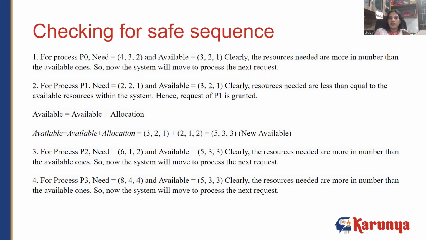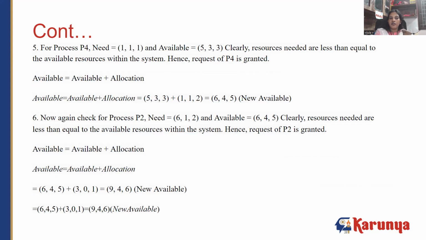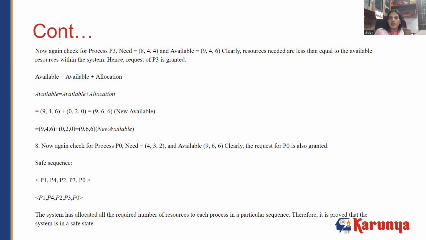Before it is granted, you should verify process by process. Next, we'll be moving on again to process P3, then to process P0, where finally you'll be able to find out the safe sequence. Then you'll understand that the system has allocated all the required resources to each process in a particular sequence. So the conclusion for this example, when you've gone through all the processes, is that it is proved that the system is in a safe state.